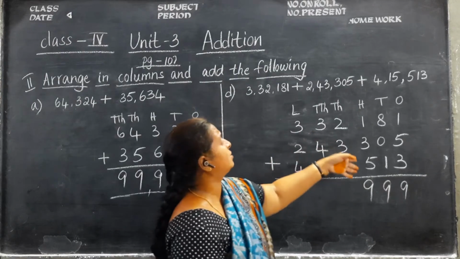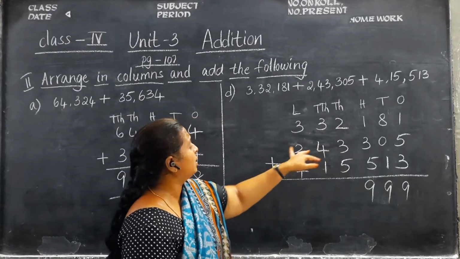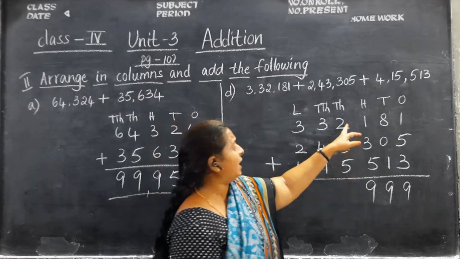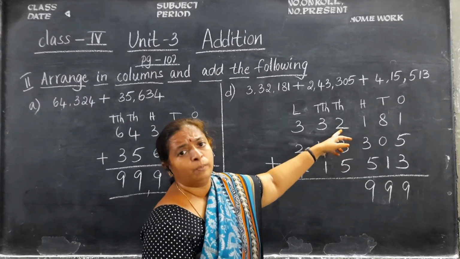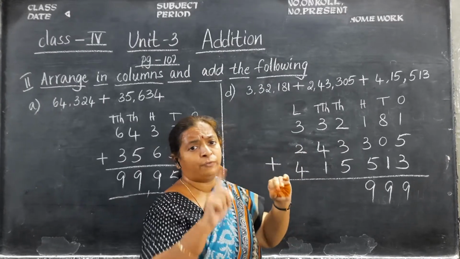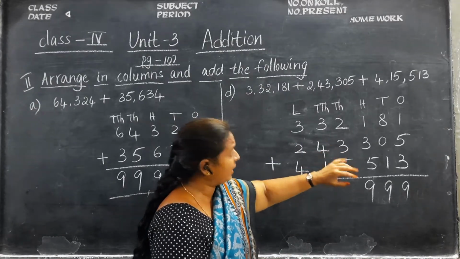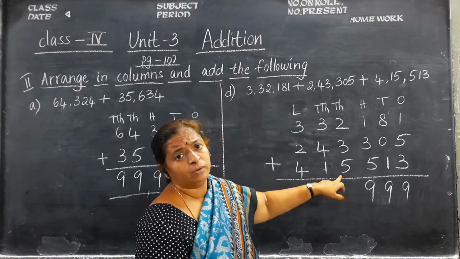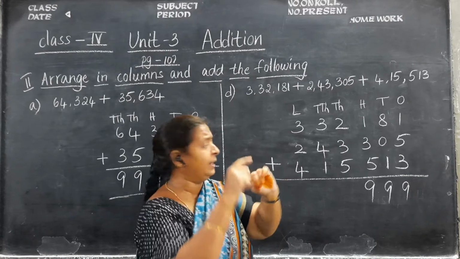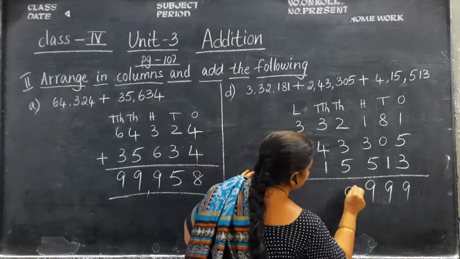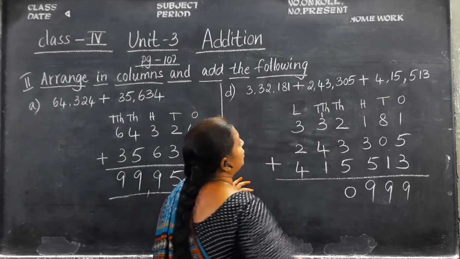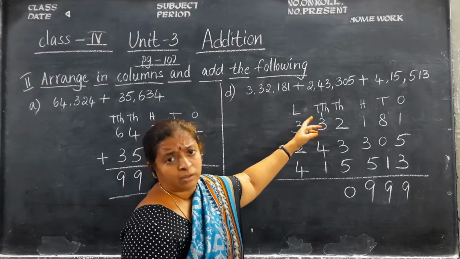Then after the hundreds column, thousands column: 2 plus 3, then plus 5. First we should add these two numbers. 2 put in your mind, take 3 fingers. After 2, 3, 4, 5. 5. With that 5, you add this 5. Take 5 fingers: 6, 7, 8, 9, 10. See children, 1, we carry this one to the top of the 10,000s column.